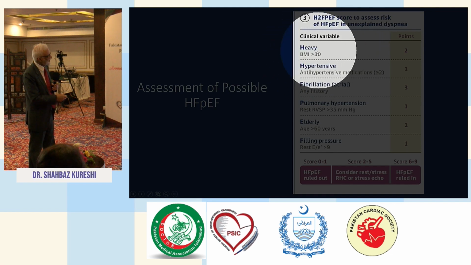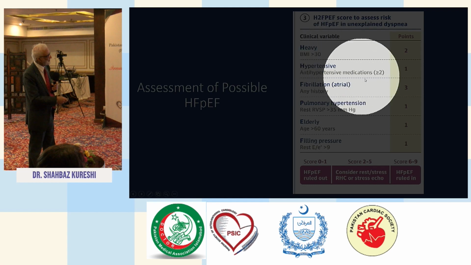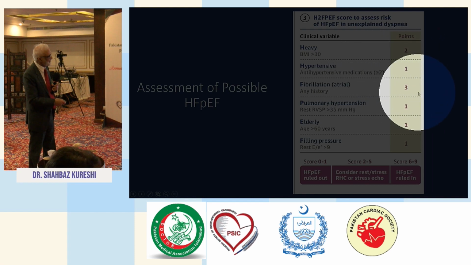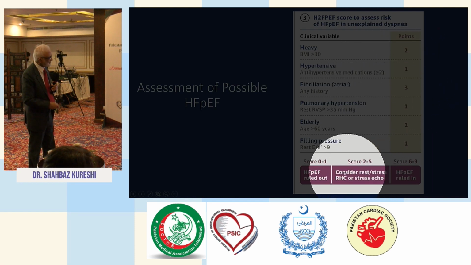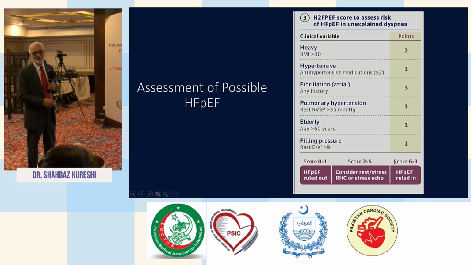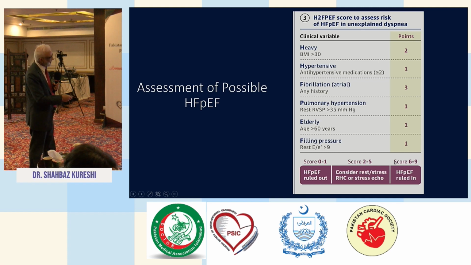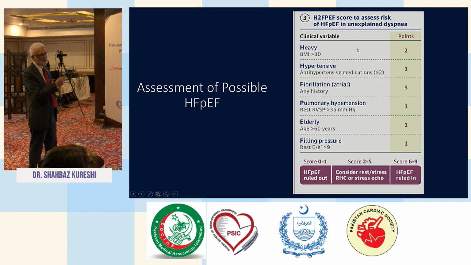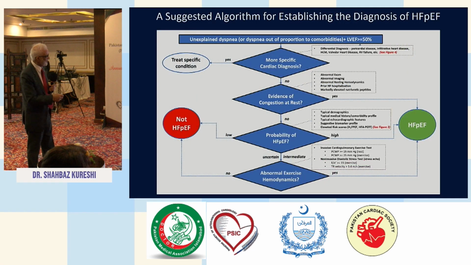For example, the clinical variable, if the BMI is high, it's more than 30, you score 2 points. Hypertensive, 1 point. Atrial fibrillation, 3 points. So as the scores increase, chances of heart failure with preserved ejection fraction are there. So I think we must keep in mind the H2FPEF score by which we can diagnose our patients with heart failure with preserved ejection fraction.